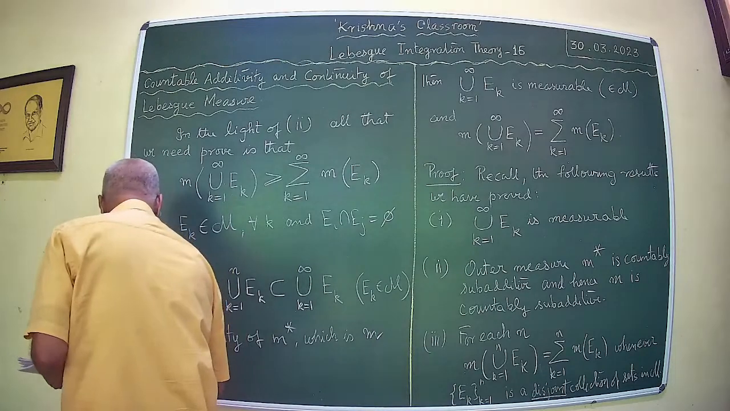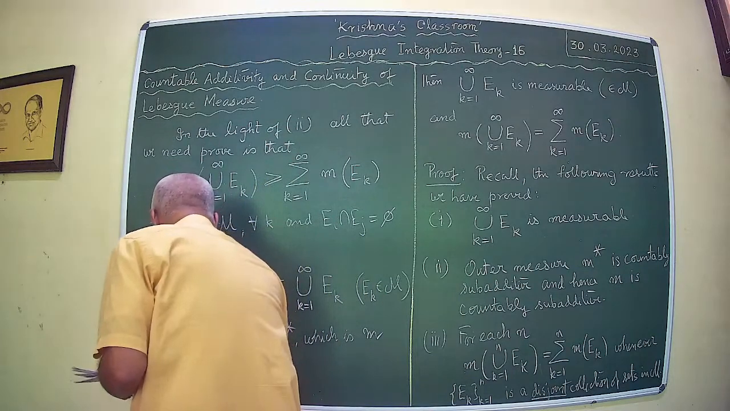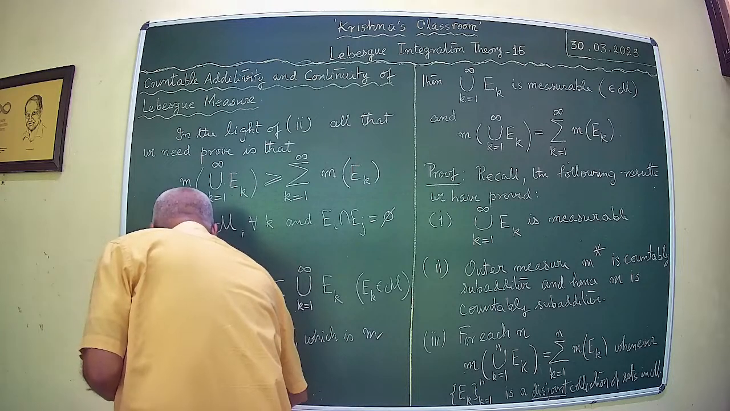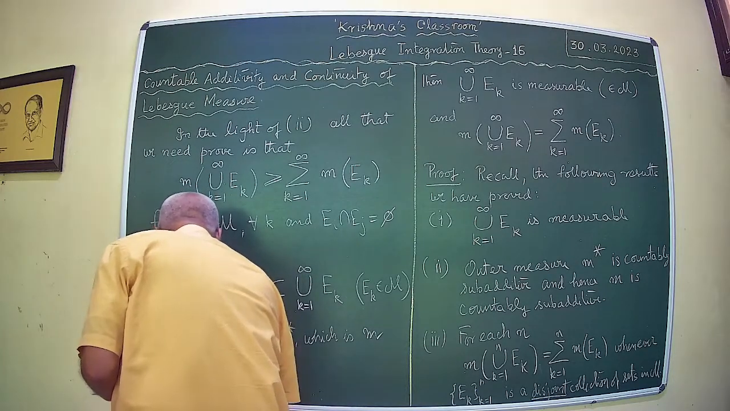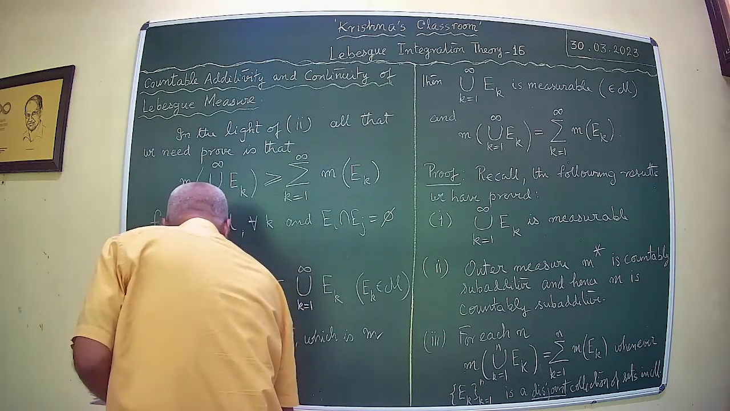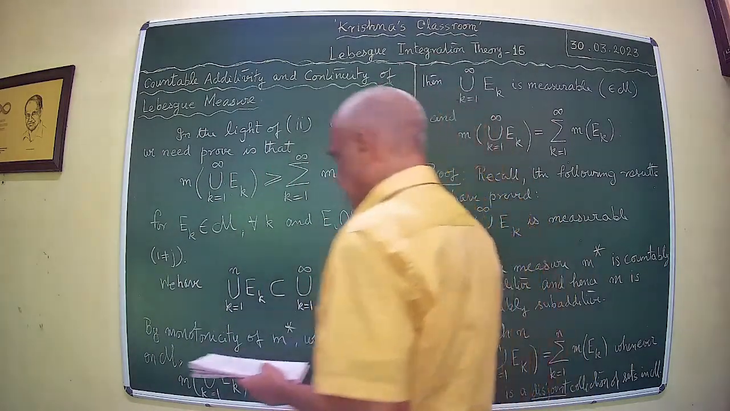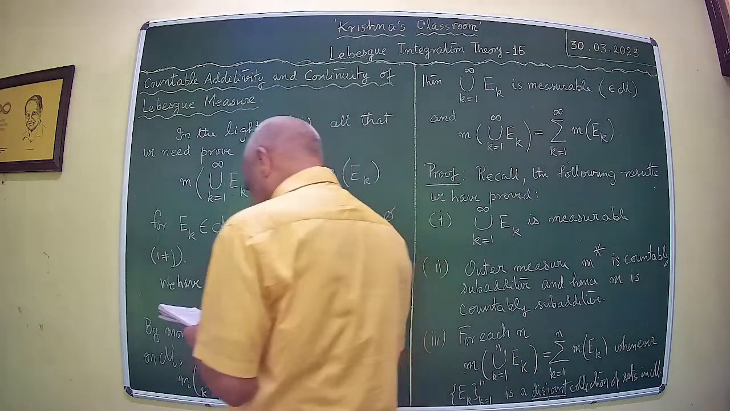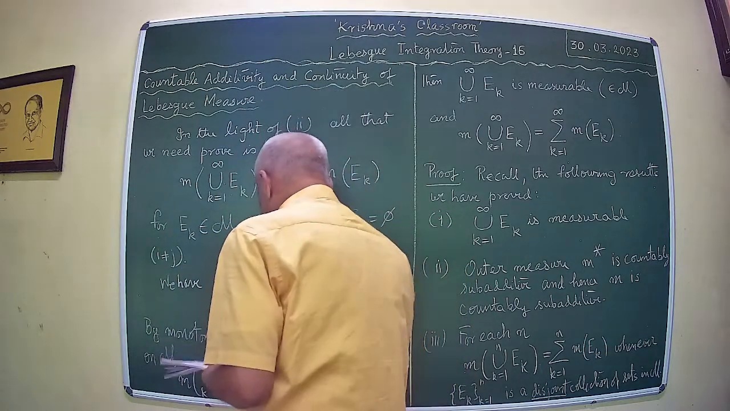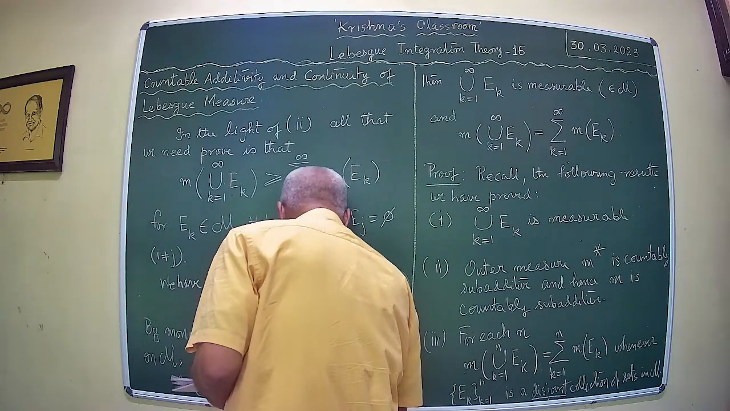which is the same as m on M. We have m of the union over k from 1 to infinity of Ek, because this belongs to M, so m star of that is equal to m. Okay, this is greater than or equal to m of the union over k equal to 1 to n.